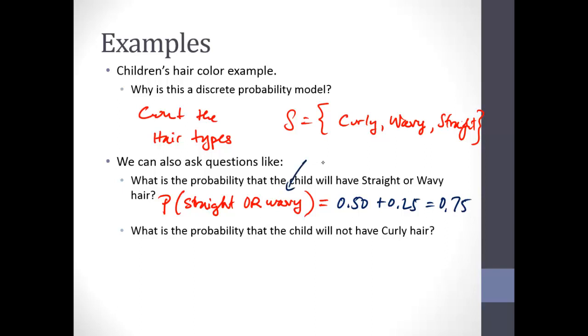So we can note that this is equal to the probability of straight hair plus the probability of wavy hair. This connects back to chapter 6, our two-way tables, where we were asking the and questions and the or questions. It's an extension of that. The probability of straight or wavy is equal to the probability of straight hair plus the probability of wavy hair.